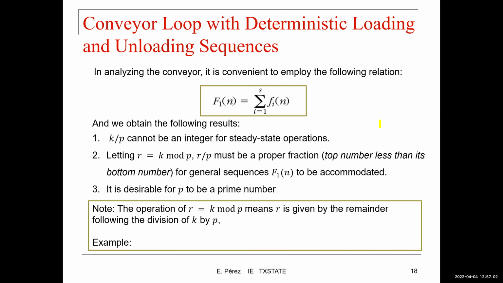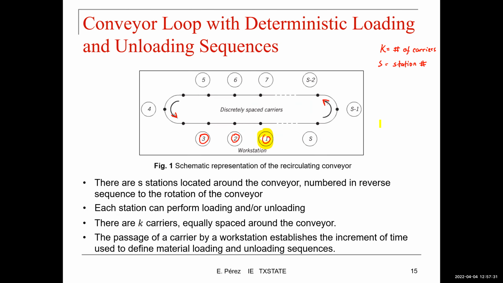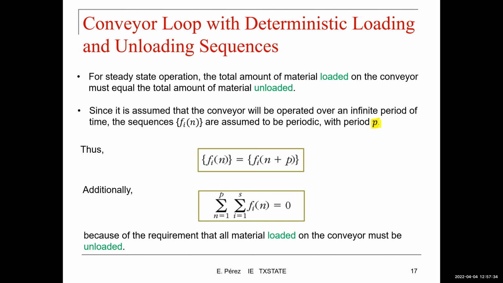So in analyzing the conveyor, it is convenient to employ the following equation. Now we have capital F1 of N, which is going to be equal to the summation of everything that's loaded, from station I equals 1 until station S, of Fi of N. Okay, so we have defined multiple things so far. Let's try to make sense of all this.